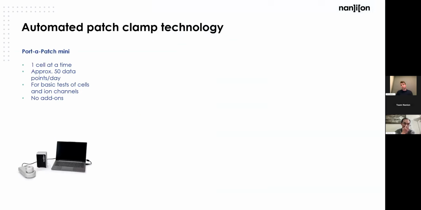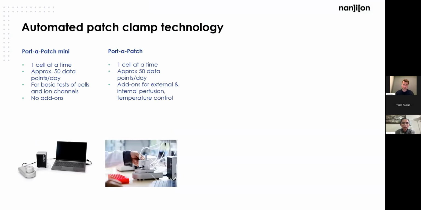Now, at Nanion Technologies, we've incorporated this planar patch clamp technique into a variety of instruments. And I'd like to give a little bit of an overview here of the different instruments that we offer. The first is the PortaPatch Mini here. Now, this is a very compact patch clamp rig, which is able to measure one cell at a time, and is usually used for basic tests of cells and ion channels. It is the most compact and the smallest patch clamp rig available on the market today.